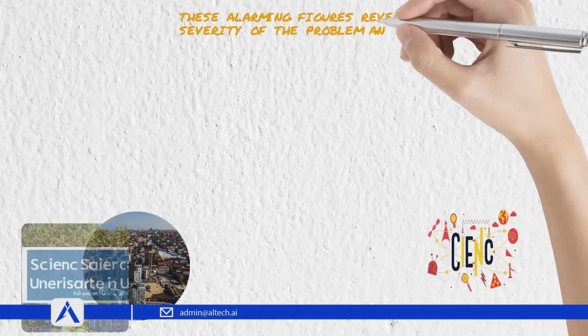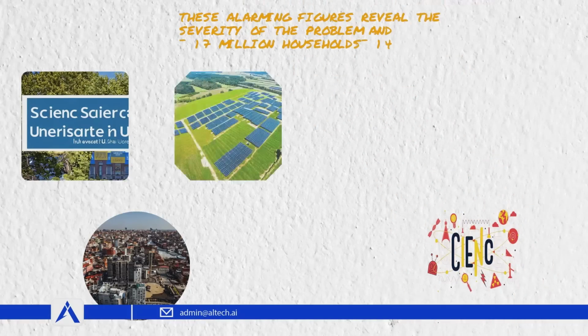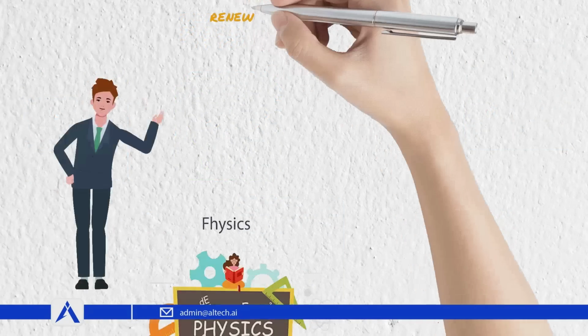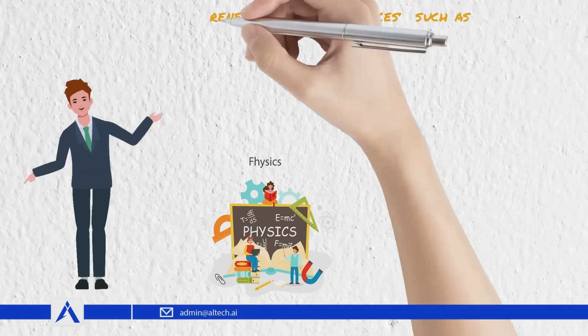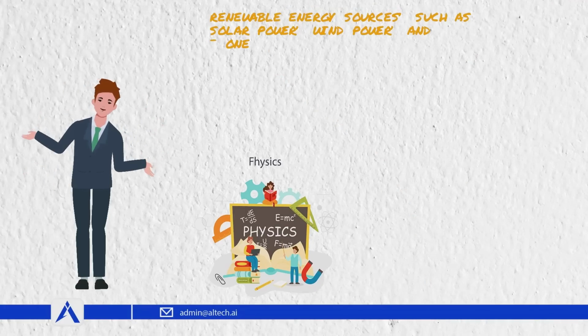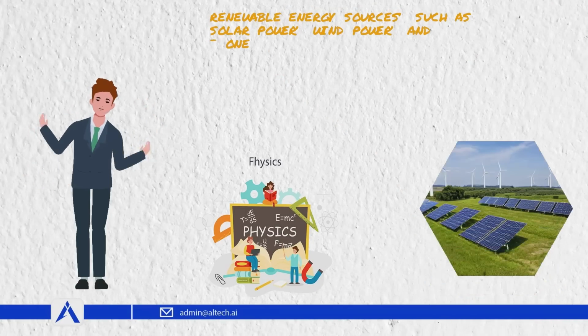In the United States, almost 17 million households struggle to pay their energy bills, which is almost 14% of the total population. These alarming figures reveal the severity of the problem and the urgency to find effective solutions. One possible solution to reduce energy poverty is through the use of renewable energy sources.